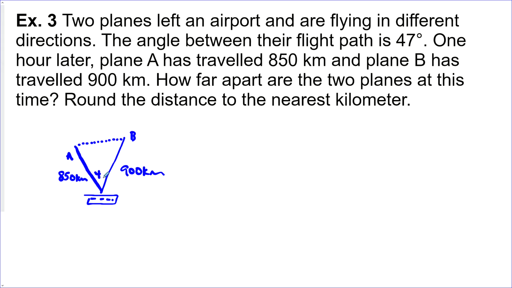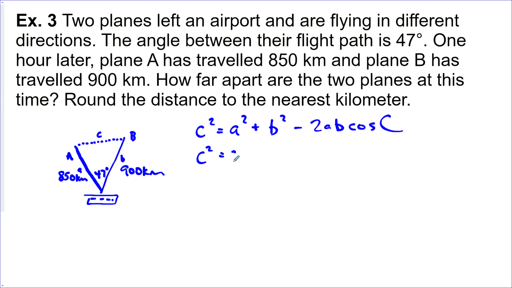And this is 47 degrees. So I'm going to call this side A, and this side B, and this side C. But it really doesn't matter how you label this triangle, or even if you make a diagram. We've got C squared is equal to A squared plus B squared minus 2AB cos C. Fill in everything that I know here.